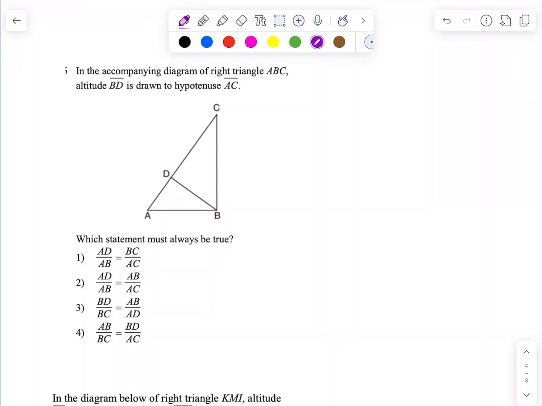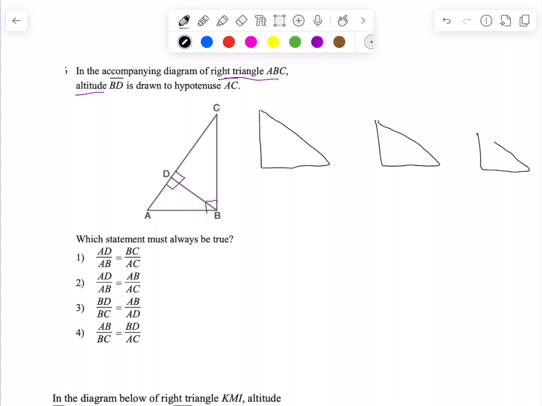Okay. In the accompanying diagram of right triangle ABC, altitude BD is drawn to hypotenuse AC. As soon as I see the word altitude, I know it forms right angles with the side that it intersects. And it does say that the triangle ABC was a right triangle, so I know that it has a right angle as well. I'm going to put that in there. In order to determine which statement's true, I'm going to do what we've been doing this whole time, and I'm going to redraw the 3 triangles. Now it's going to get really quick and repetitive because we've been doing it a lot.